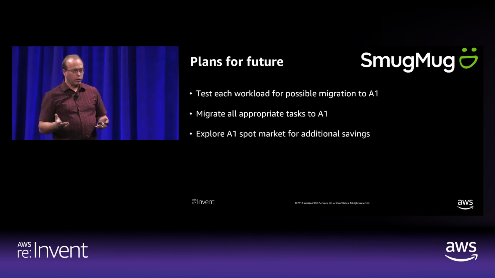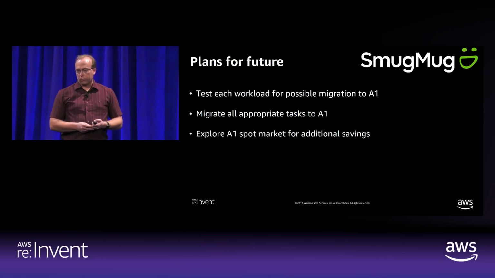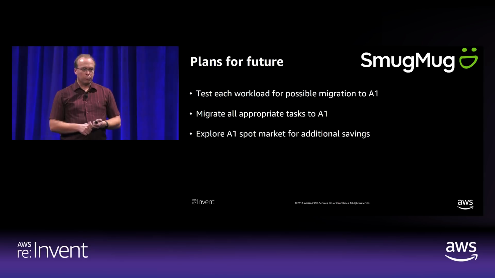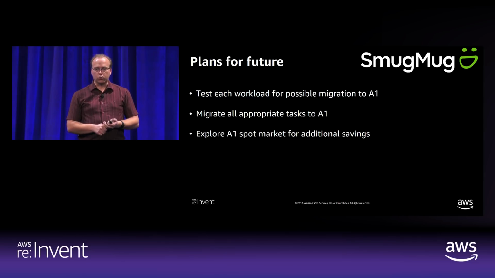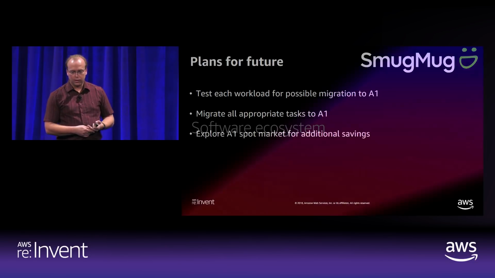Yeah, so we're going to continue testing each workload and move a lot of things to A1 as time permits. And we're going to, like I said, also explore the spot market, because anything to drive down our spend on EC2 is a good thing, because it frees up resources to go to building other neat things for our customers, be able to continue delivering value, and just delivering our customers' photos to them a fantastic experience.